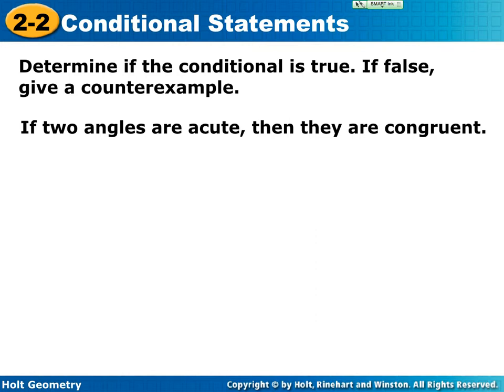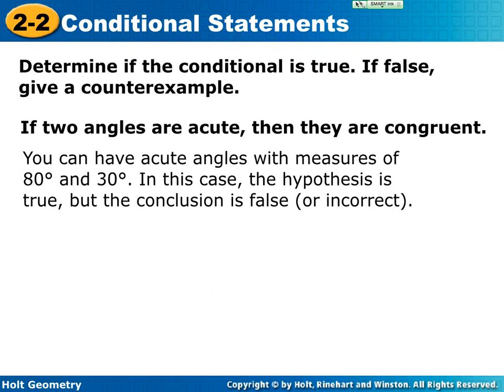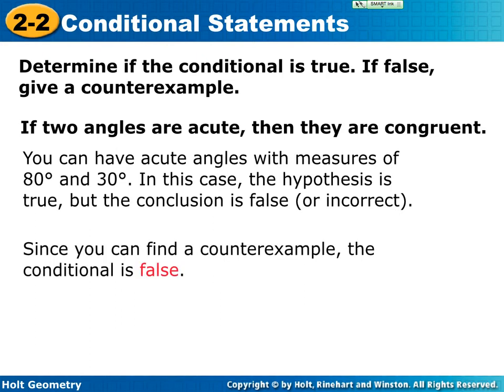Tracy? A 40-degree angle and a 50. Did she come up with two angles that are acute? Yeah. They are congruent. Was that correct conclusion about them? No. So she found one that fit the hypothesis but showed the conclusion incorrect. Okay. Did you want to add something? No. Okay. So two angles, I had 80 and 30, but we were coming up with counterexamples.